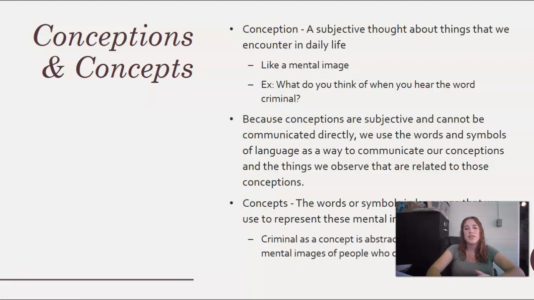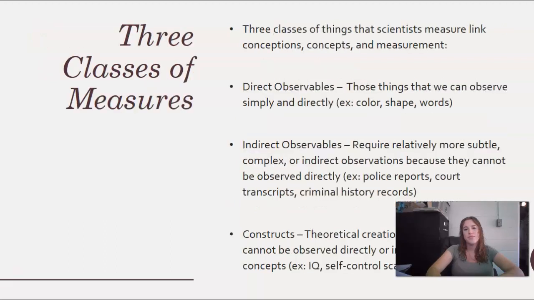So in this way, concepts are considered abstract. They could mean a variety of different things, and they're going to probably mean different things to different people. And this is why we have to make sure that we are very specific when we're trying to explain the variables that we're using in our research.